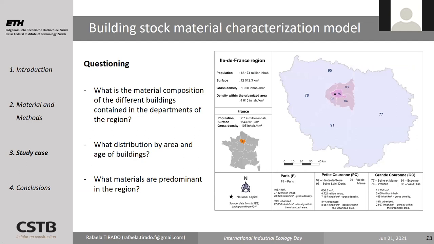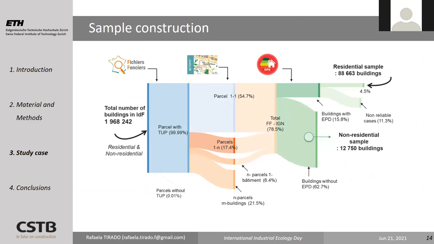In our case for the Île-de-France region, the principal question was, what is the material composition of the different buildings contained in the region? What distribution by area and age of buildings, and what materials are predominant in the region? For this, we analyze every department, and then we aggregate all the information at the region level. The degree of urbanization of every department is different, especially for Paris, where the urbanization is very high, already 90%.